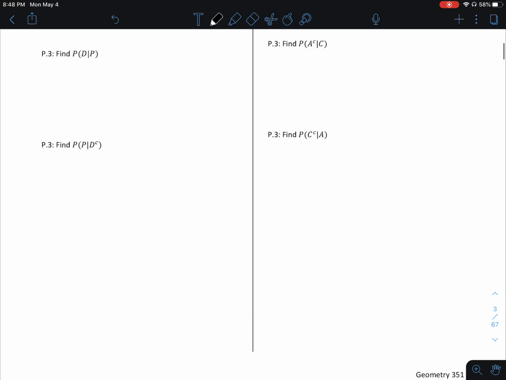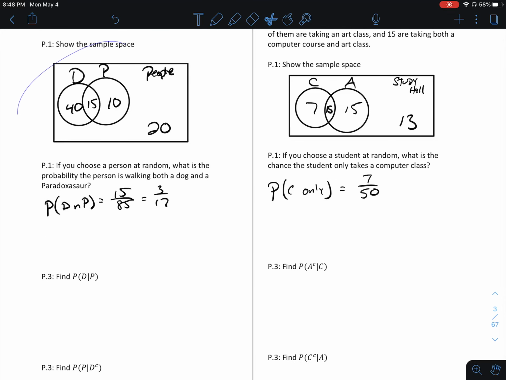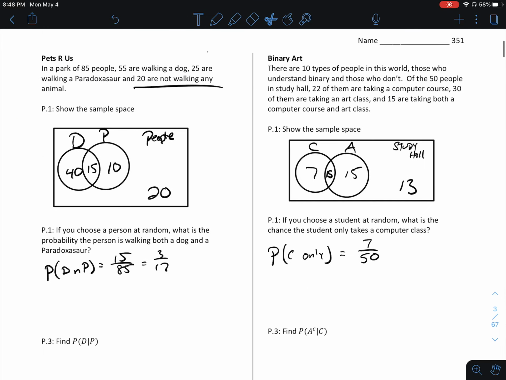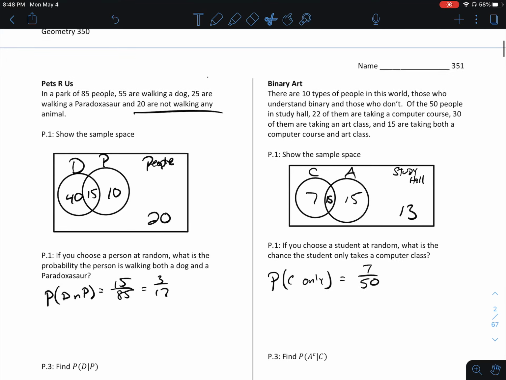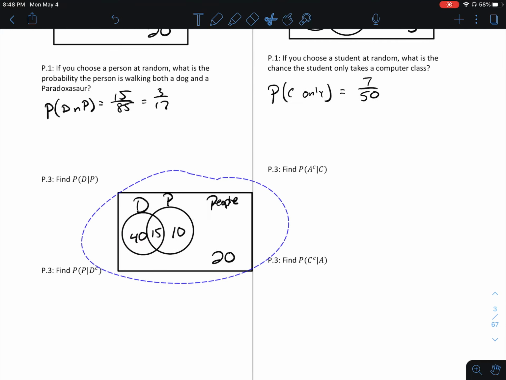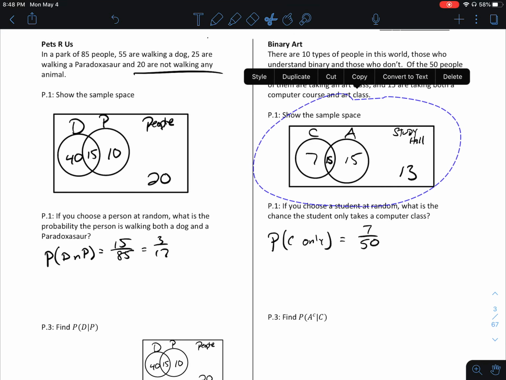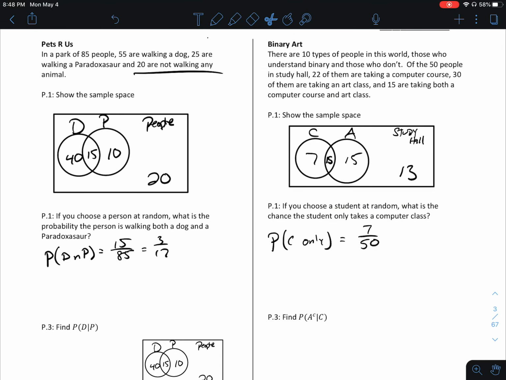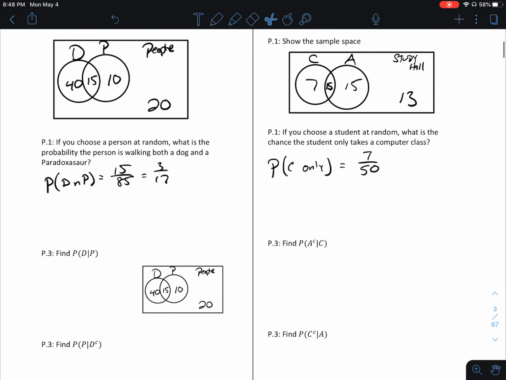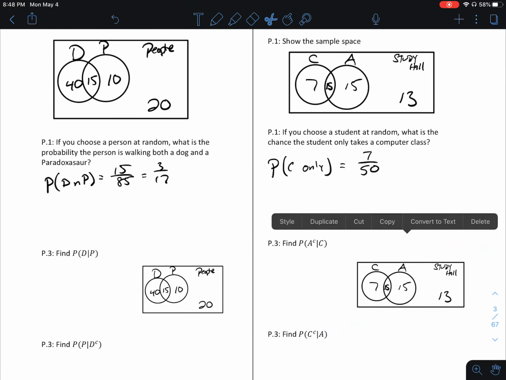Oh, we got more. Just when we thought we were done. D and P. D is dog. P is paradoxosaur. And over here, C stands for computer. A stands for art. All right.